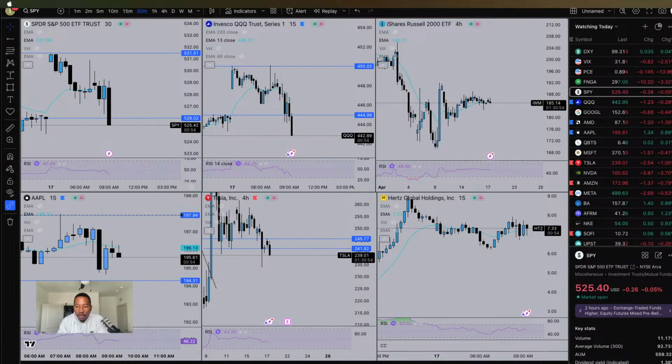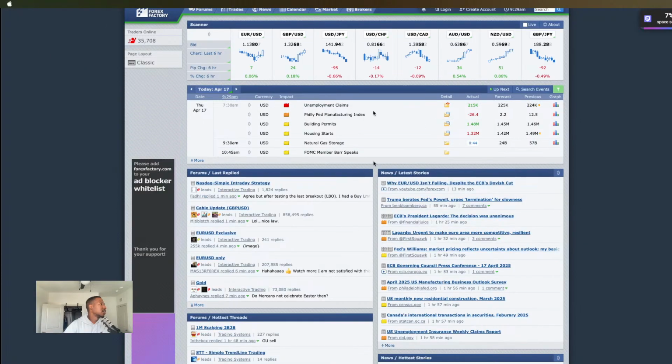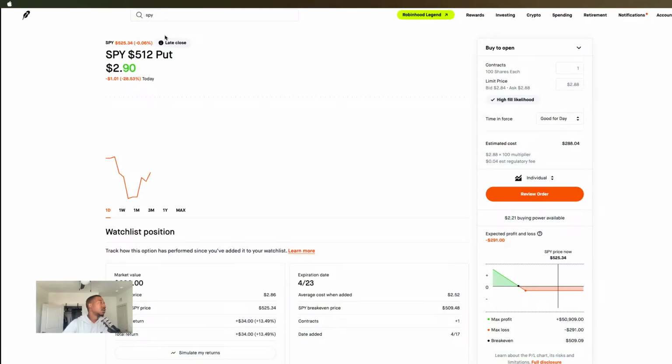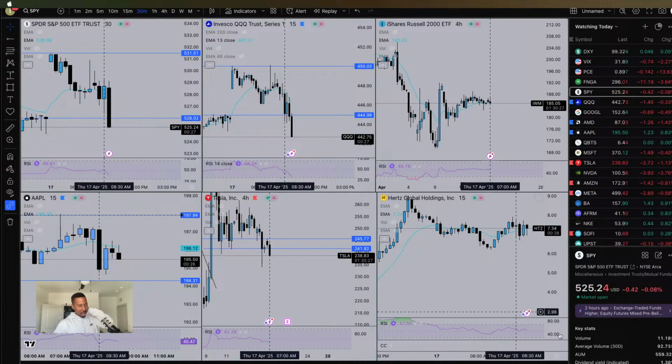You said red folder news. Oh, I'm in the red folder. That was from this morning. Core retail sales. Hold on, that's from yesterday. Unemployment claims came in positive. We got Philly Fed manufacturing that came in negative. We got natural gas storage in like 30 seconds, but that shouldn't really have much of an impact.